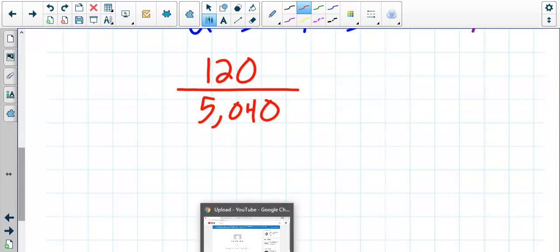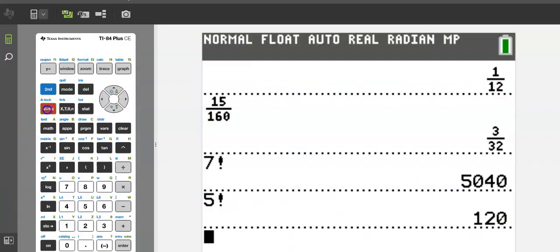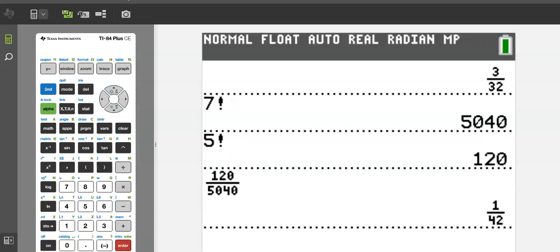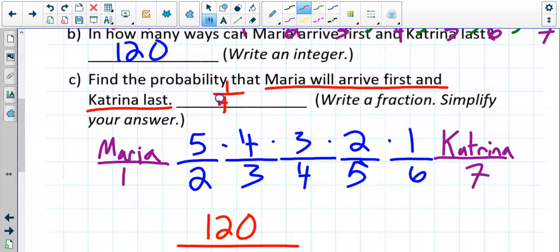And again, we just go to our calculator and we reduce this information. So, alpha, y equals, enter, 120 all over 5040. Enter. And there it is. So the probability of that actually happening is 1 out of 42. 1 out of 42. So we just come up and put that in the blank. 1 out of 42. Okay? Did I say 1? Yeah. Cool beans. There we go.